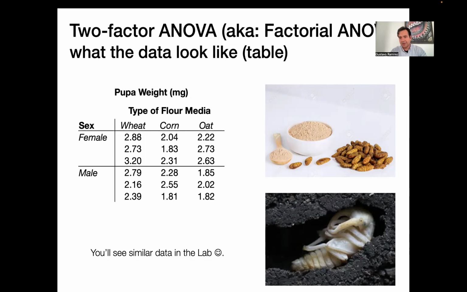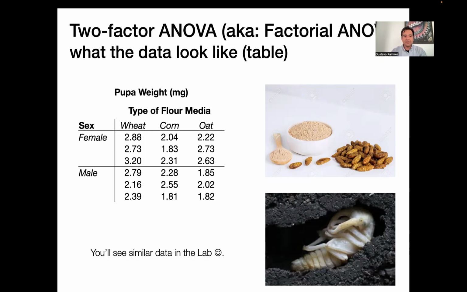So here we've got your classical two-way ANOVA setup. We've got numerical continuous data that belongs to one of two factors. The factors here are the type of flour media that's used to grow pupa of these insects. The response variable is the weight of the pupa in milligrams. Any one of those responses can be grouped into the type of flour media used to feed the pupa, and that would be wheat, corn, or oat. So there's three levels to that first factor of media type.